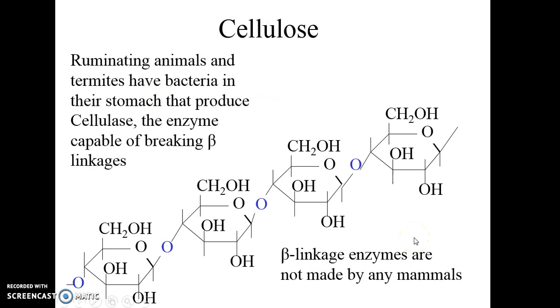Now, there are some animals that have bacteria in their stomach that allow them to break down this beta linkage. So ruminating animals like cows and goats and termites all have these bacteria that are able to break down the beta linkages. And so when they eat cellulose, they can break it down to sugar, and so they get more nutrients out of something like grass or wood than you or I would be able to get.